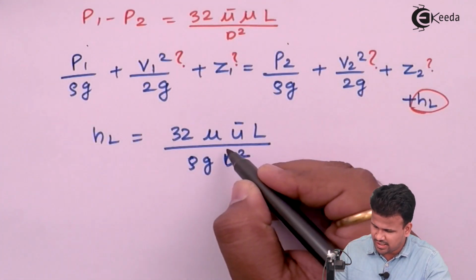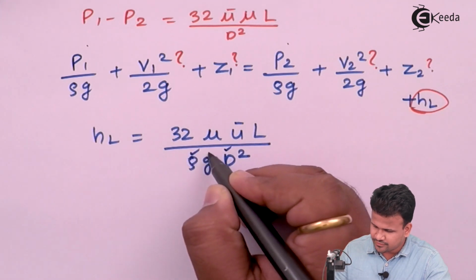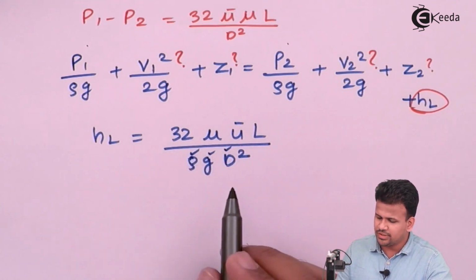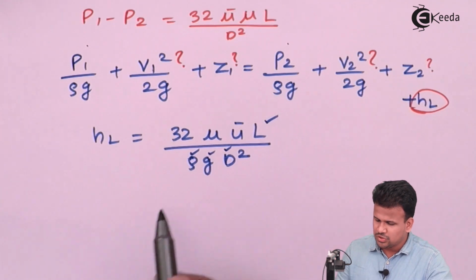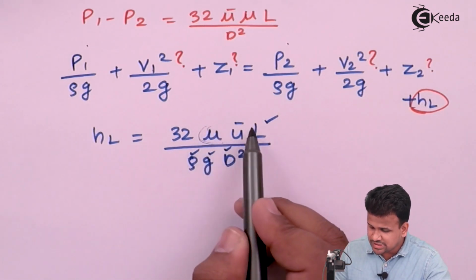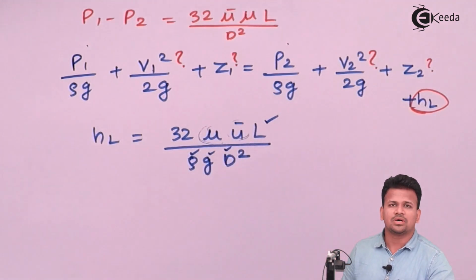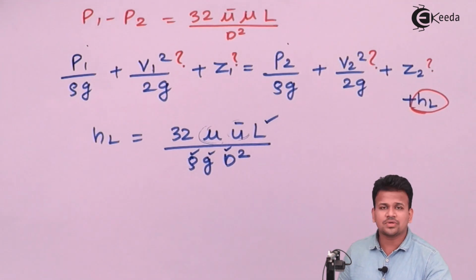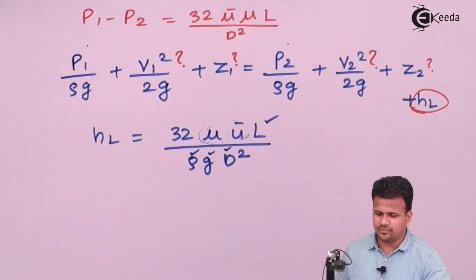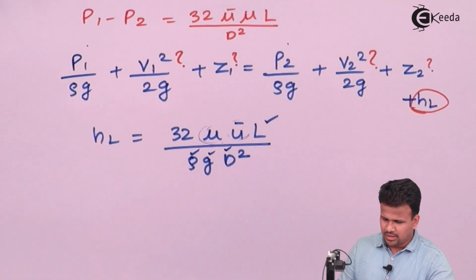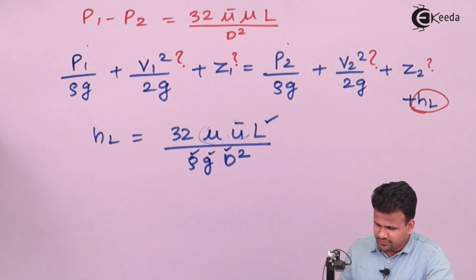So these things we know, but we don't know the entire denominator except L. So we have to calculate the viscosity, we have to calculate the velocity. So let us calculate the viscosity and velocity. So over here, let us calculate viscosity.